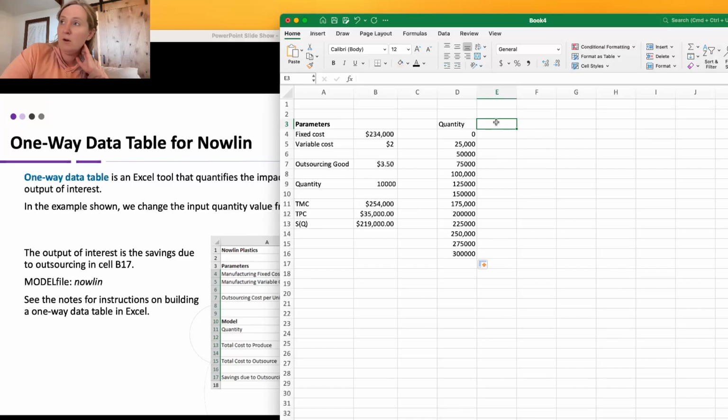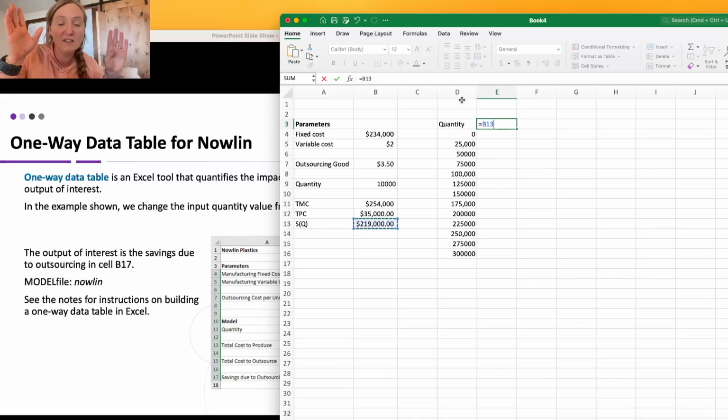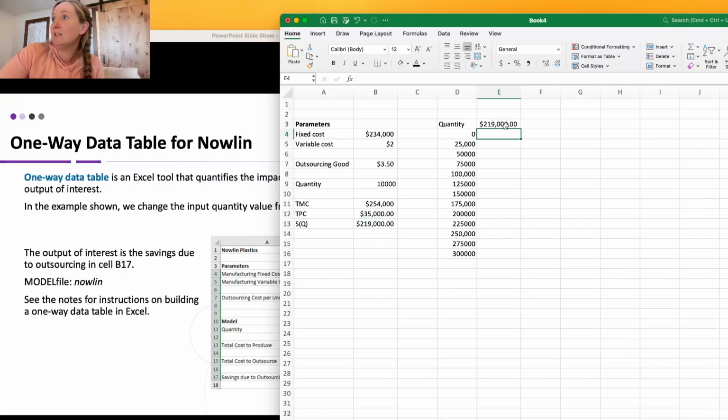Now we also know the equation that we want to look at, the savings equation, the difference between the two numbers, is this savings right here. So right here, I've told it to look at this particular equation that we have in this Excel box. This Excel box is subtracting B11 from B12. And so we want this cell right here to reflect that function, which is just a simple subtraction. Okay, so we have 219,000 here.